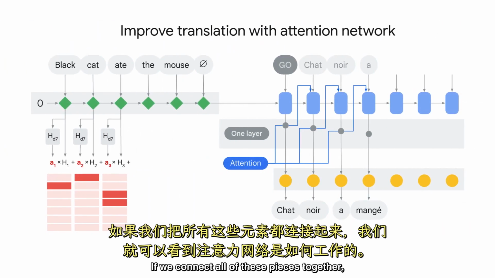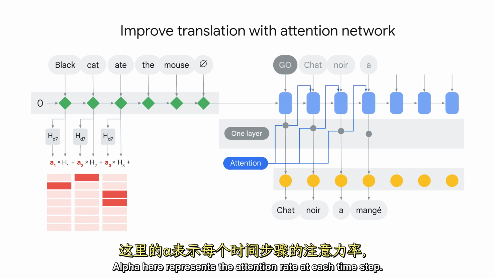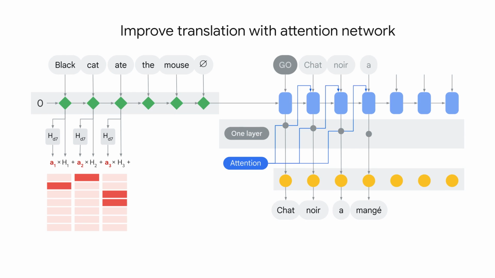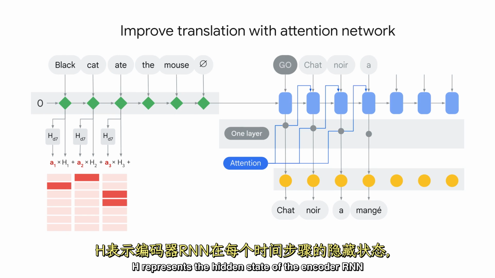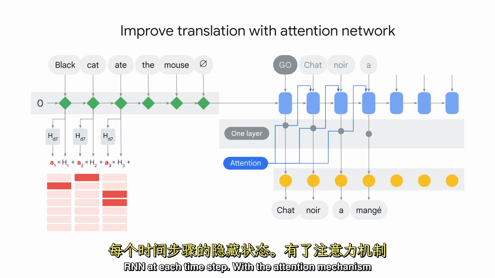If we connect all of these pieces together, we're going to see how the attention network works. Before moving on, let's define some of the notations on this slide. Alpha here represents the attention weight at each time step. H represents the hidden state of the encoder RNN at each time step. H subscript D represents the hidden state of the decoder RNN at each time step.